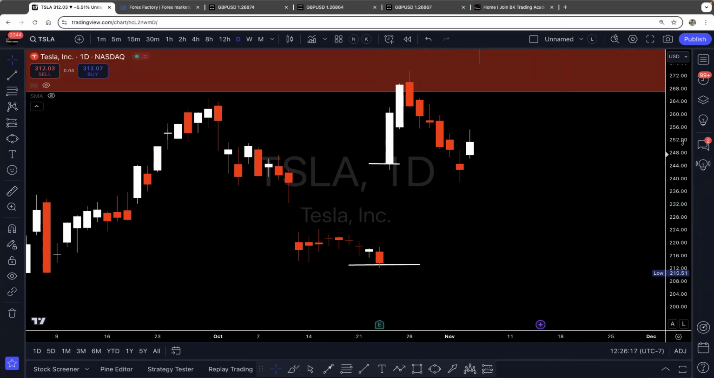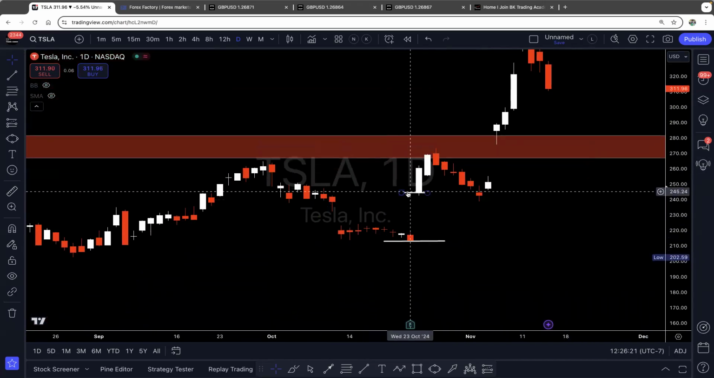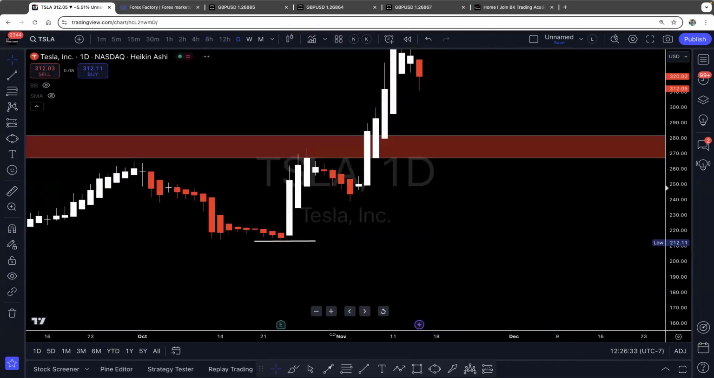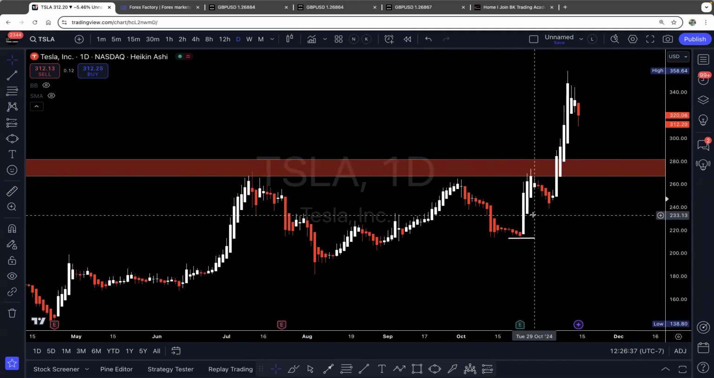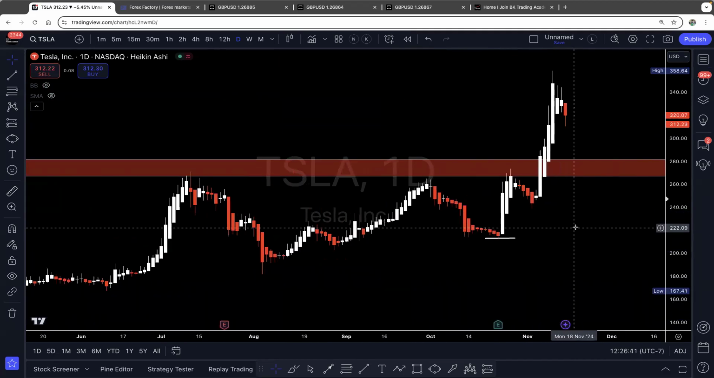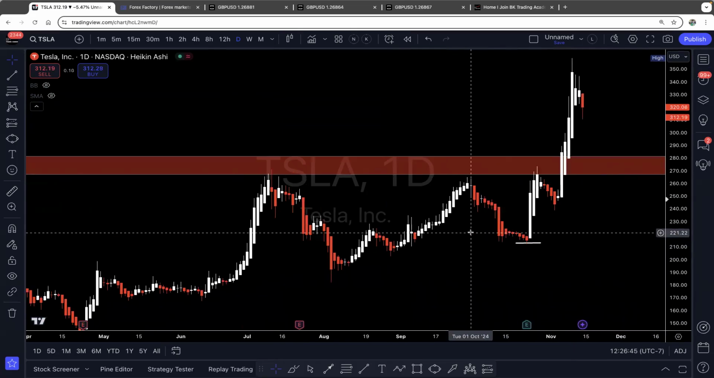All right, so that's considered a gap. I didn't want to go too much into it. If you want to close these gaps and it looks confusing, you can go to your candles chart here, and then you can select Heikin-Ashi candles right here, and it will kind of close it for you if it's easier on your eyes. Heikin-Ashi candles. Okay. So that being said, I'm going to keep the Heikin-Ashi candles just for visual aid.